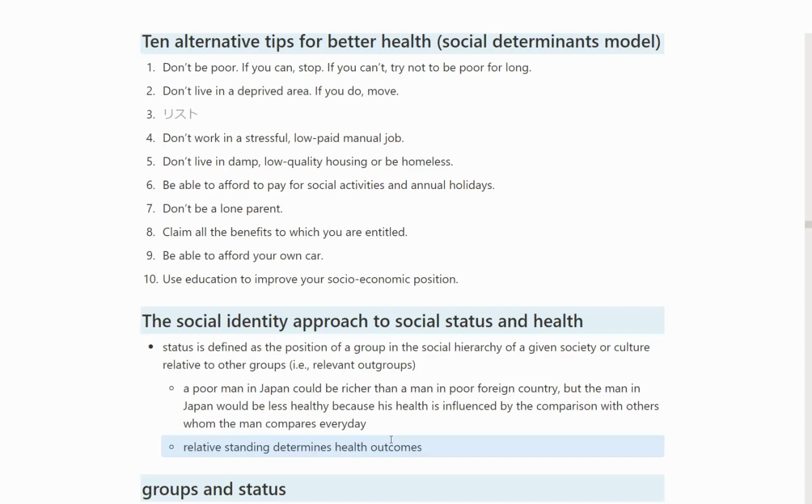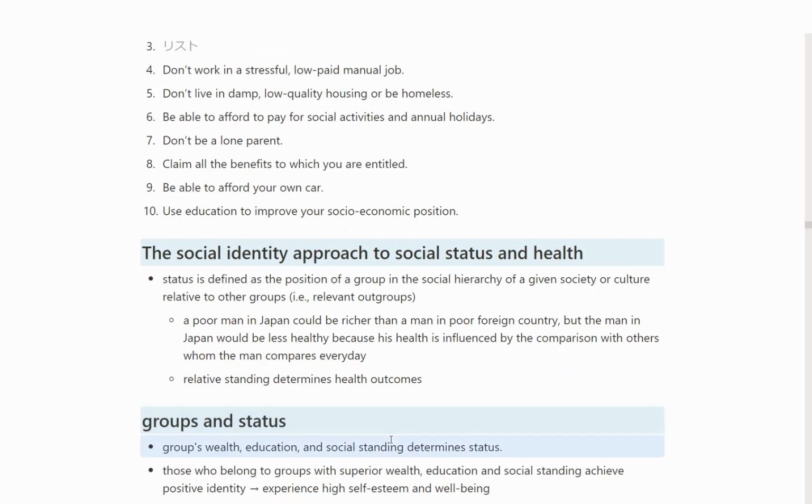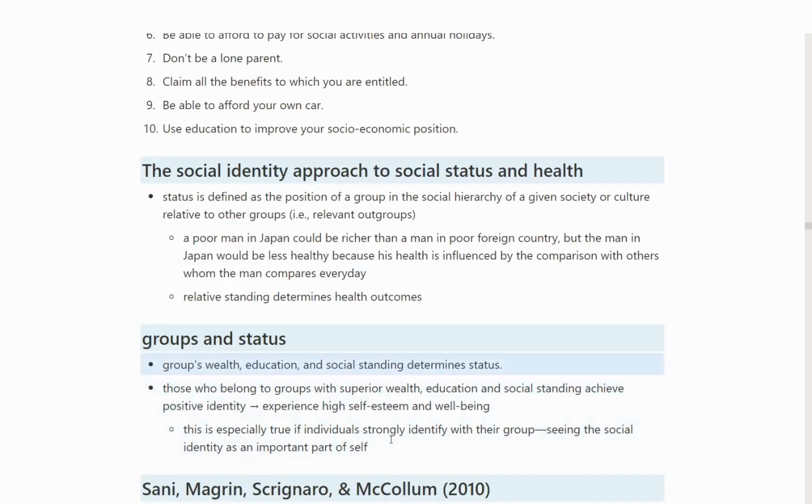This is a more psychological phenomenon: by comparing the self with other people in the relevant outgroups, their health status would be changed. Okay, so groups and status. Wealth, education, and social standing determine status. For people, their social status would be determined by how much wealth they have, what kind of education they received, or which position they are standing in within society. So these will determine individual status.